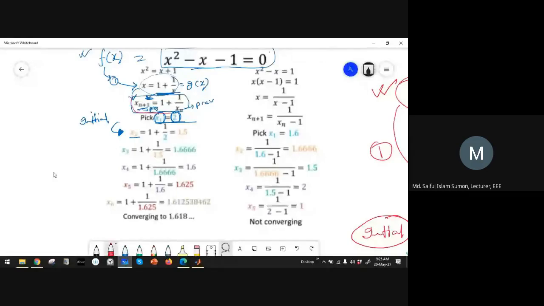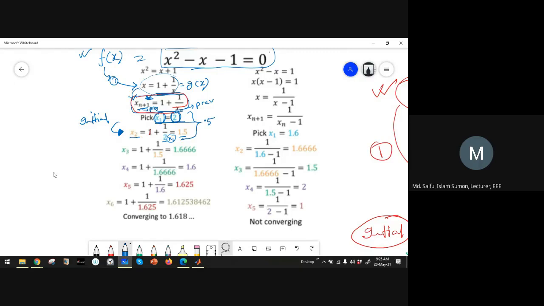Okay, with the help of this equation we are going to find x2, which is equal to 1 plus 1 by x1. x1 is the previous value. Here, the blue one, you can see x1 is 2, so 2 has been given here, and you can see the new value is 1.5. Now see what's the difference between them. The difference between them is 0.5.